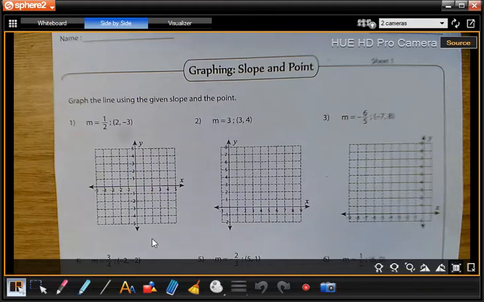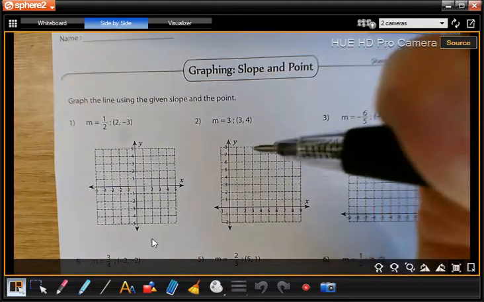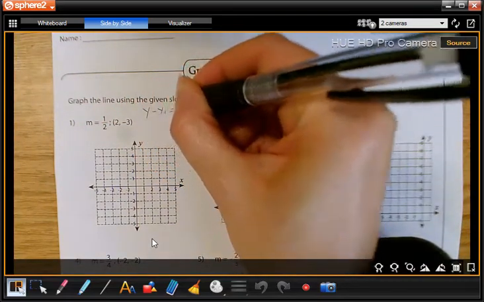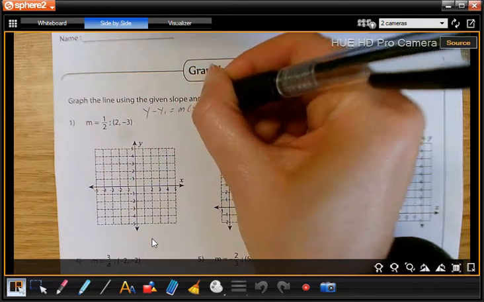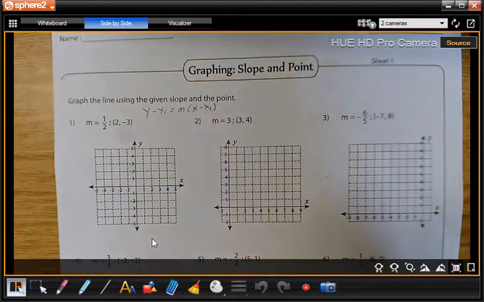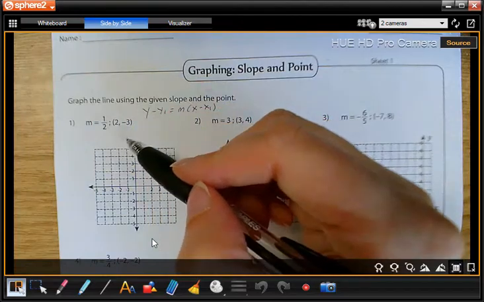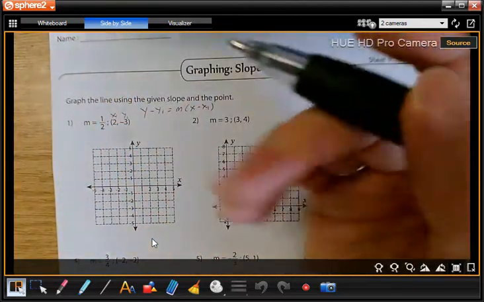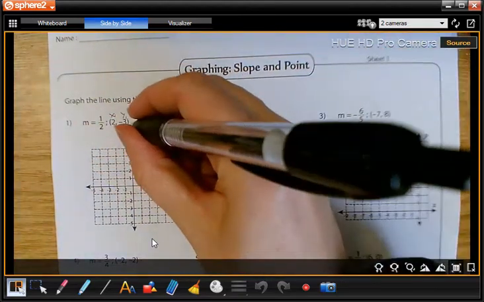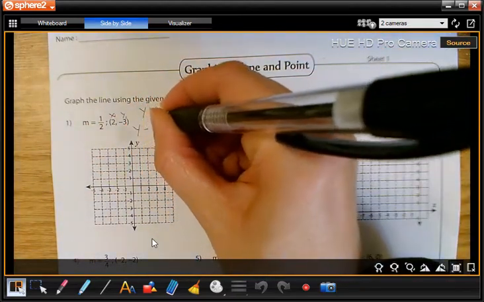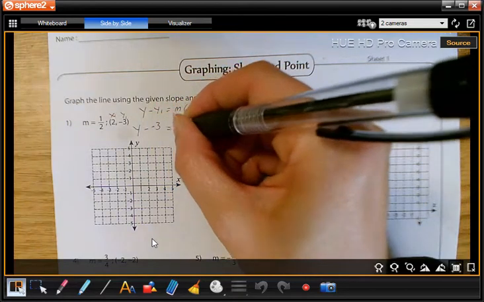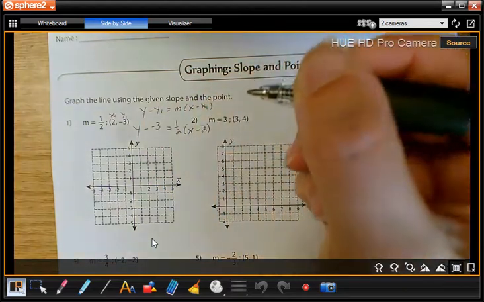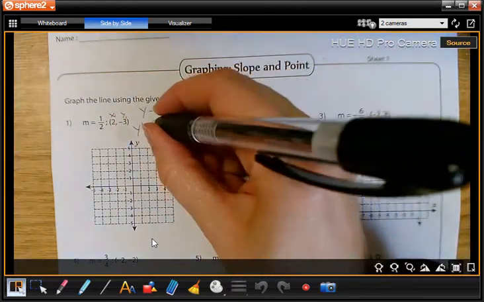Point slope form is just y minus y1 equals m times x minus x1. I have a slope already, and this is my x1 and this is my y1. So now we can stick it in point slope form. y minus negative 3 equals m, 1/2, times x minus x1. Now, remember, a negative and a negative is a positive.